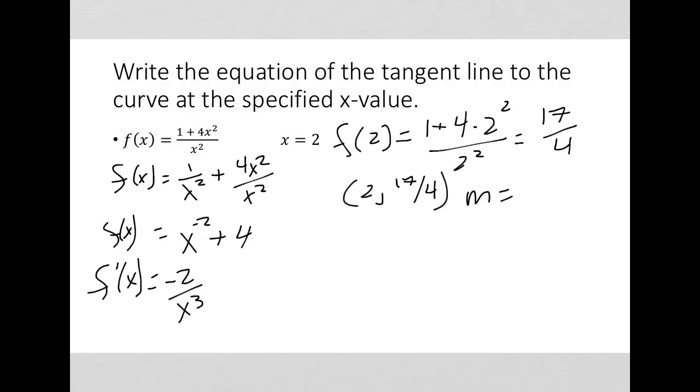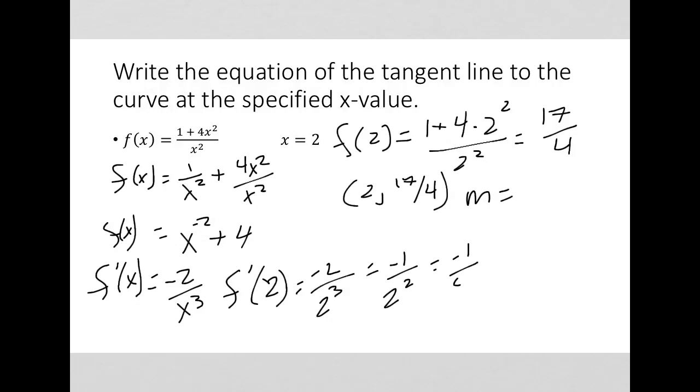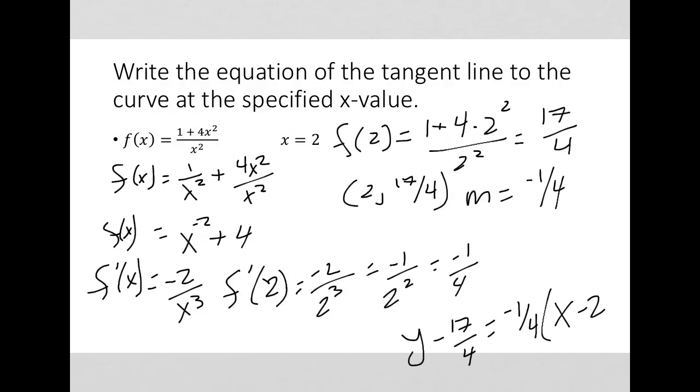And then I'm going to plug in my x value, which is, in this case, 2. So I'm going to get negative 2 over 2 cubed, which is the same as negative 1 over 2 squared, which is the same as negative 1 fourth. So I get my slope there, negative 1 fourth, and I can write my function y minus 17 fourths equals negative 1 fourth times x minus 2.